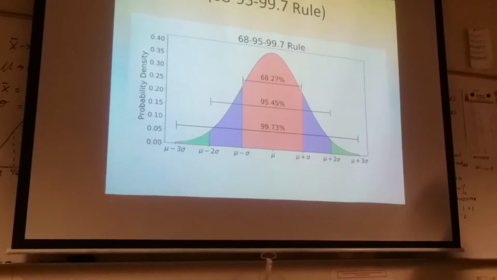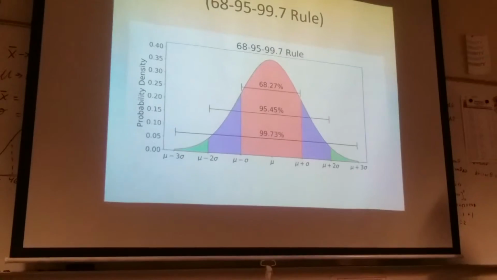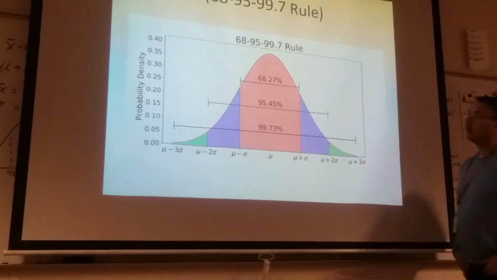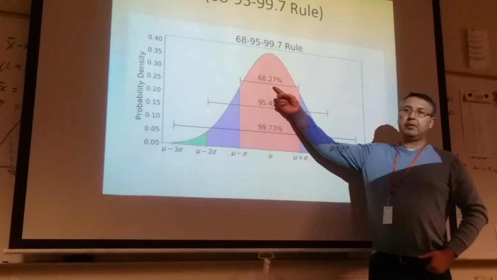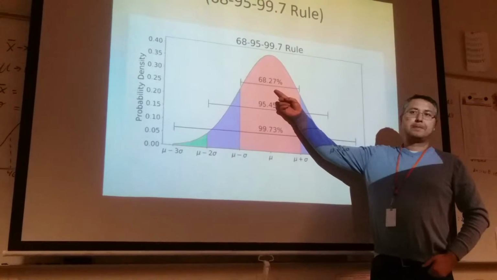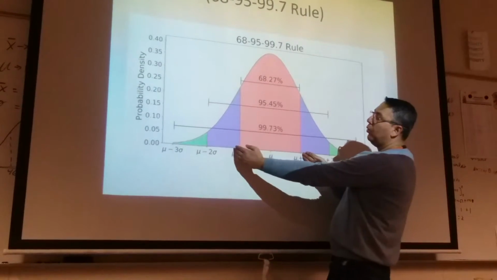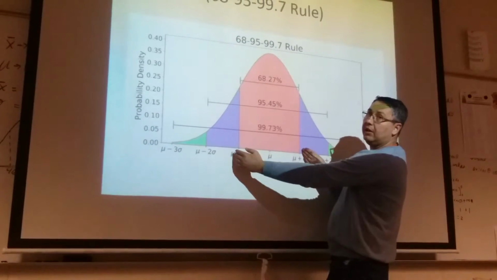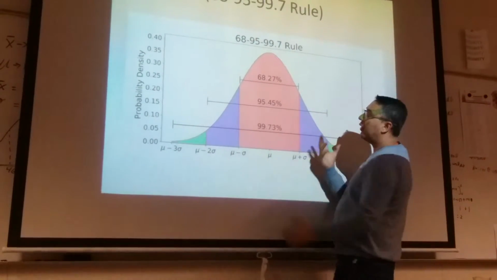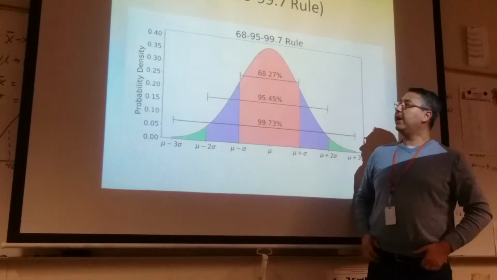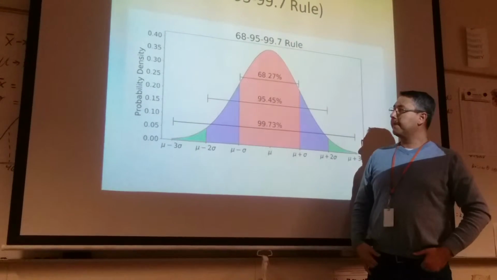They use the 68, 95, 99.7 rule quite a bit. Where did the 68% come from? 34 and 34. Does that make sense to be within one standard deviation from the mean? Okay? So anytime the wording is one standard deviation from the mean, multiply it by 68%.